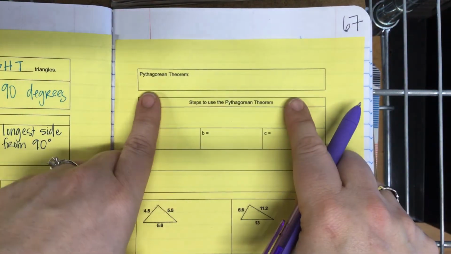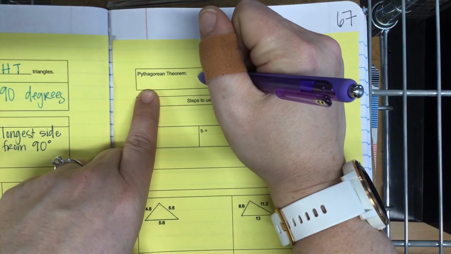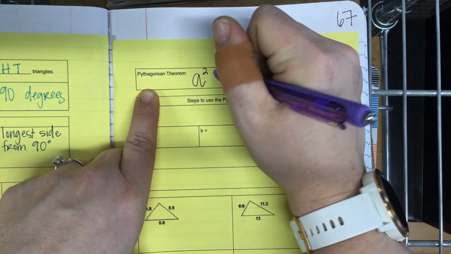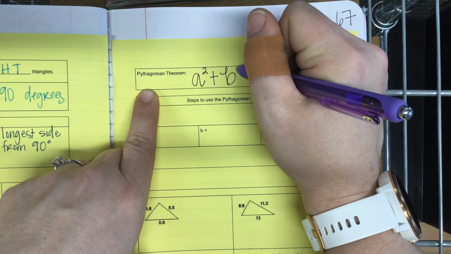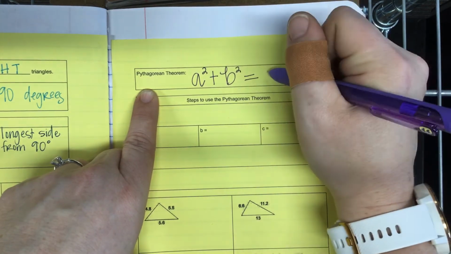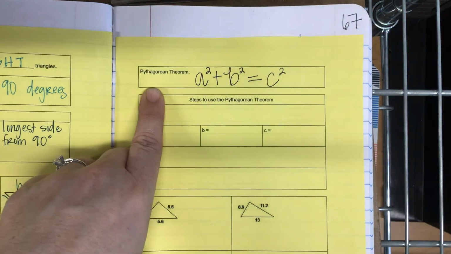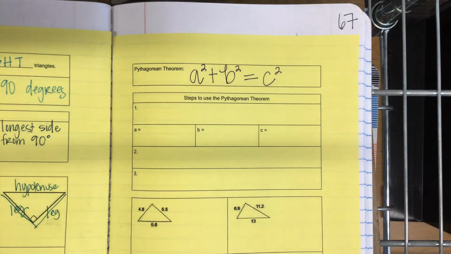We're going to use some math, some algebra. The Pythagorean Theorem, Alex said, isn't that a squared plus b squared equals c squared? It's a formula. It's a theorem. It's going to be the same every single time. So, steps to using the Pythagorean Theorem.